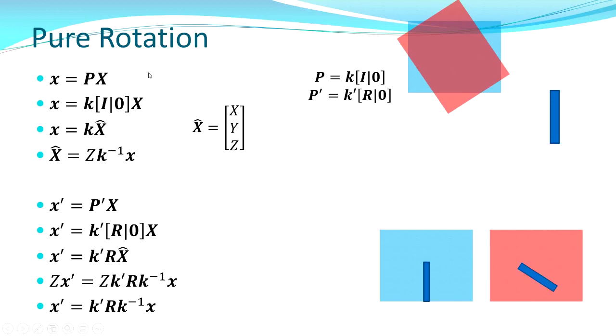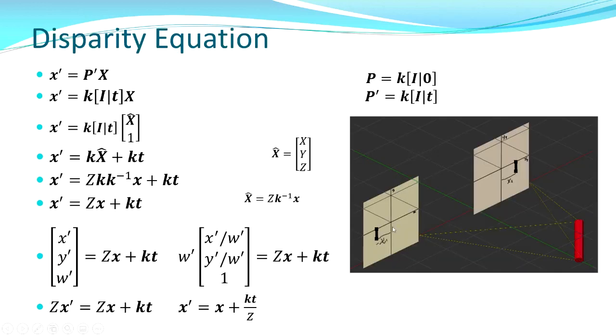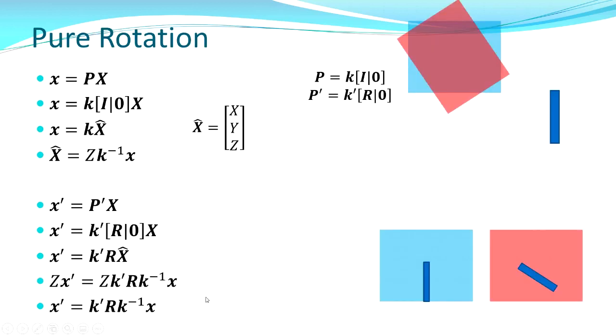So we saw two special cases, pure rotation and pure translation, and we derived the equations between x dash and x, which are the corresponding points of the two images. We derived the relation between them. So that's the main purpose of this video.